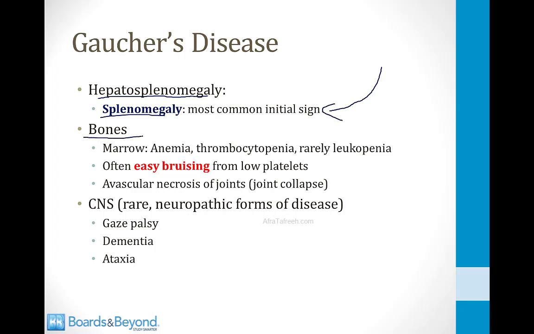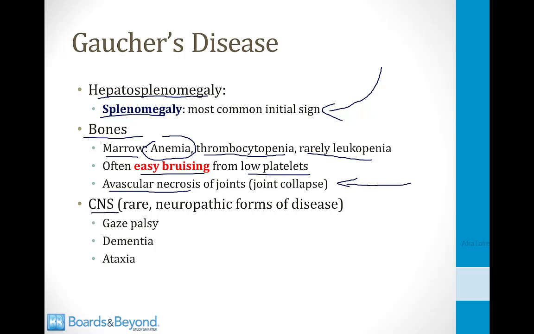The bones are also affected. First of all, the marrow can be affected. Children with Gaucher's disease often have anemia. They can also develop thrombocytopenia, and rarely they get leukopenia as well. The way this often presents, especially in a board question, is as easy bruising from the low platelets. In addition, the bones can be affected at the joints. Avascular necrosis, which is ischemia of the joints, can develop. This is because enlarged macrophages full of sphingolipids can obstruct those vessels supplying blood to those joints, and this can lead to joint pain and even joint collapse.